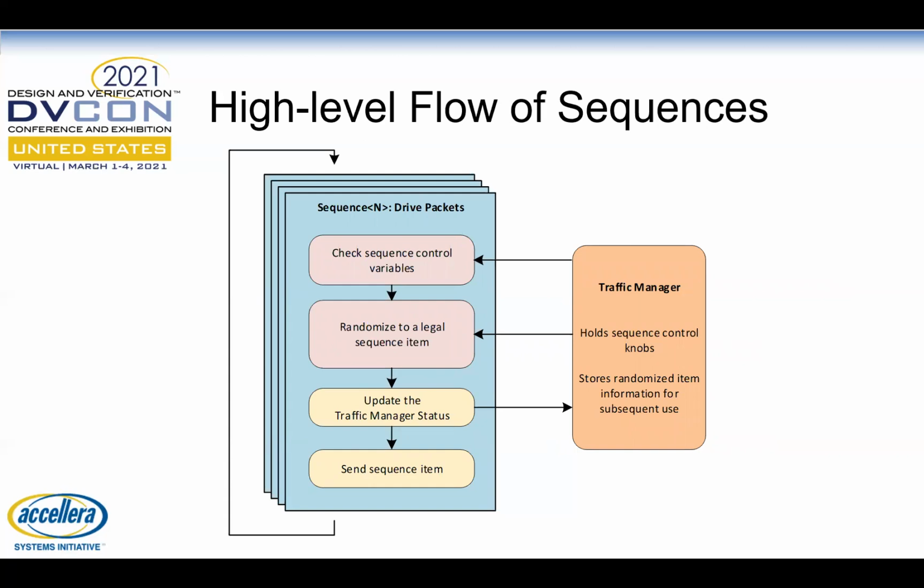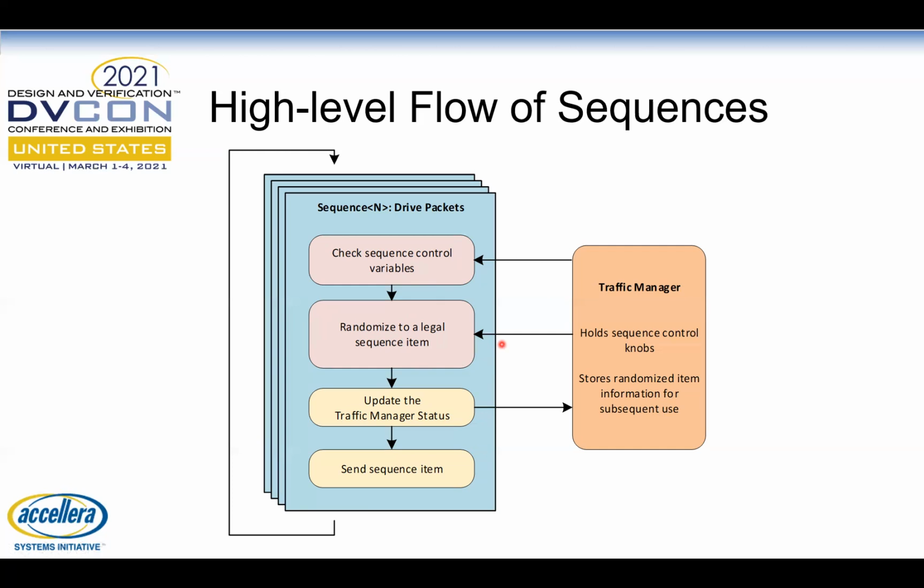This figure demonstrates how the traffic manager would interact with the sequence's body. The sequence would use the traffic manager to check sequence control knobs to determine which set of constraints should be used. So that's this first pink box requesting data from the traffic manager. Then it uses data stored in the traffic manager from past randomized sequence items to randomize a new legal sequence item, so that's this next pink box where it requests more data from the traffic manager.